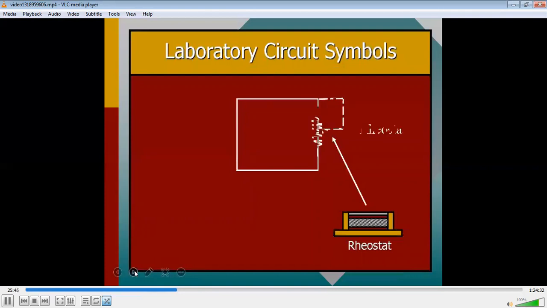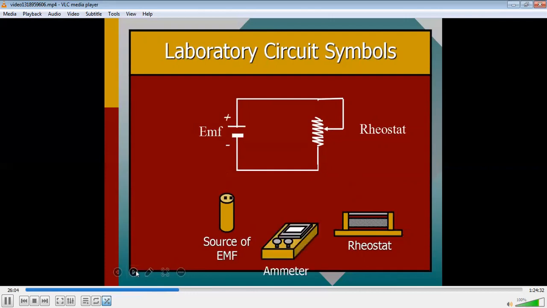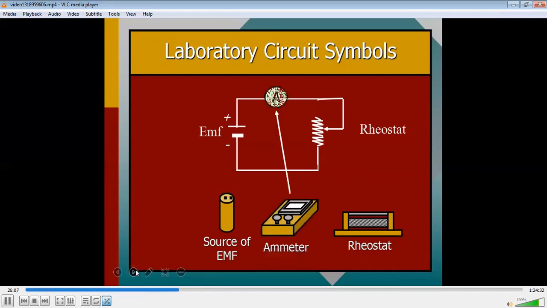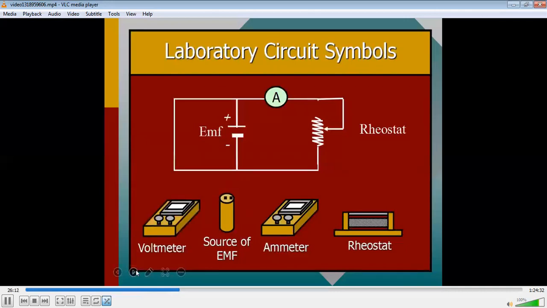Now in laboratory circuit symbols, we can denote the resistance connected in the circuit, which is called a rheostat. The source of EMF is shown, and current flows from the positive terminal to the negative terminal here. Due to the rheostat, the current flow of electrons, that means the electric current, will be less. An ammeter is connected to measure the electric current, and a voltmeter is connected to find out the amount of potential difference.